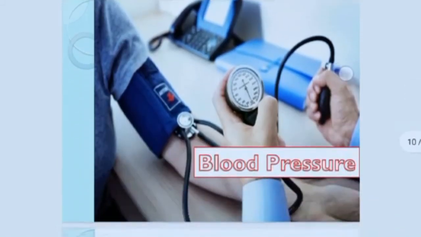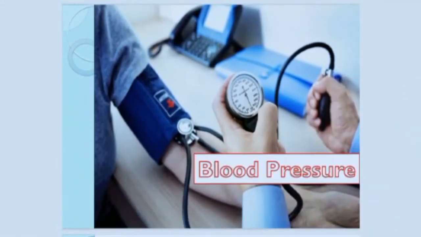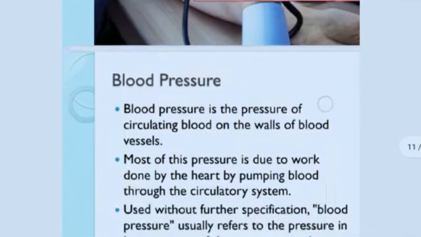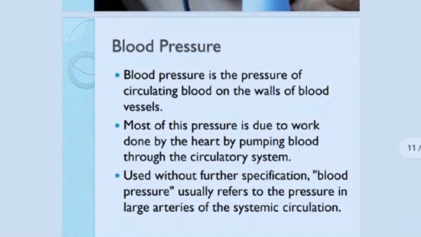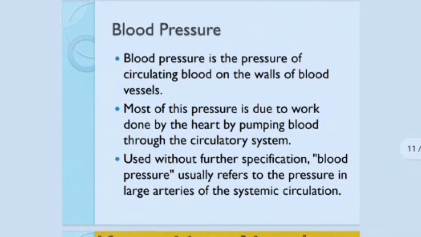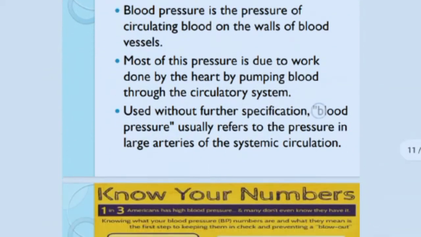Now, how is blood pressure measured? What is meant by blood pressure? How is it important in our body? See, blood pressure is the pressure of circulating blood on the walls of blood vessels. Most of this pressure is due to work done by the heart by pumping blood through the circulatory system. Used without further specification, blood pressure usually refers to the pressure in large arteries of the systemic circulation.